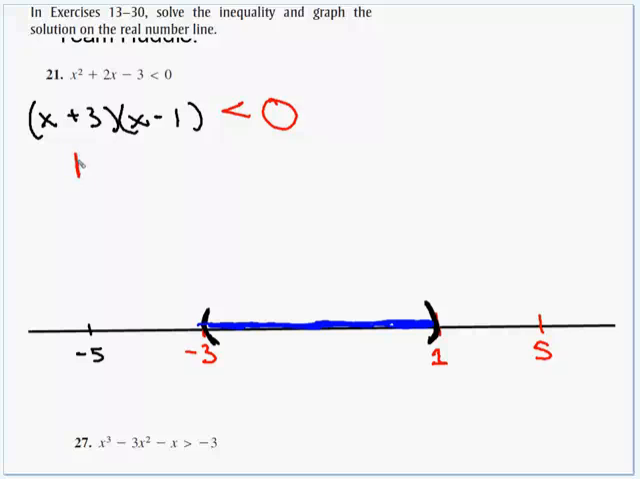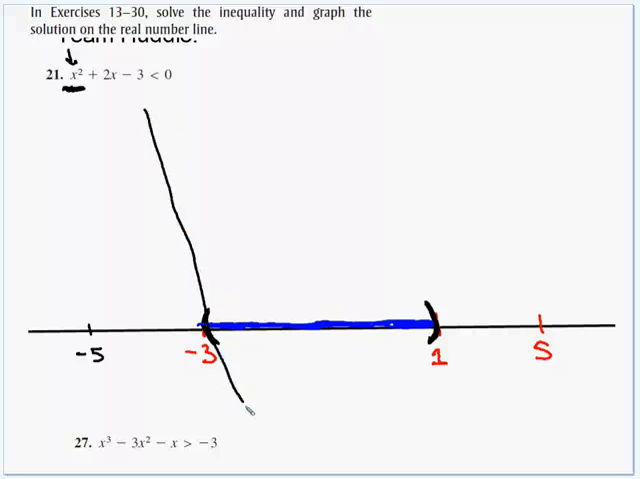5 plus 3 is positive 8. 5 minus 1 is a positive 4. Positive times positive is positive, and that is not less than 0. So over here is not part of our solution set. And an easier way to check our answer is this is a positive x squared. So we know it is a parabola opening up, and we already know its x-intercepts.